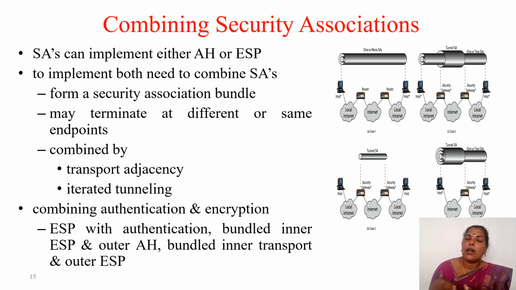Why are we combining the security associations? In order to provide both confidentiality as well as authentication. For that we bundle everything, combining authentication as well as encryption. So ESP with authentication is bundled as inner ESP and outer AH, or inner transport and outer ESP. Here different scenarios are there, and I already told you about the tunnel. See, the tunnel is inside, whatever we are going to secure, and outside many layers are there. That forms a tunnel. In order to give more security, we have this tunnel.